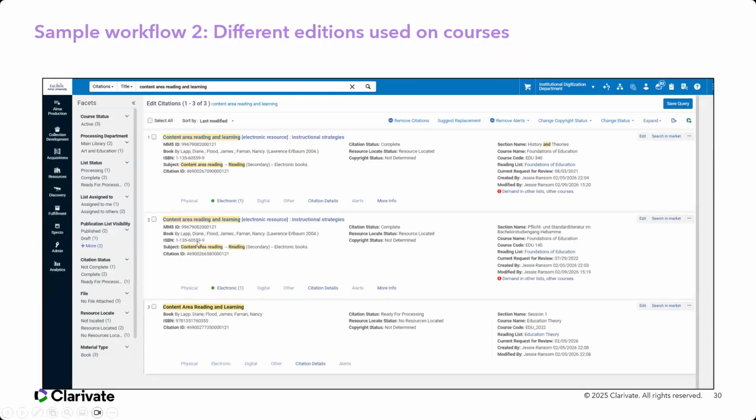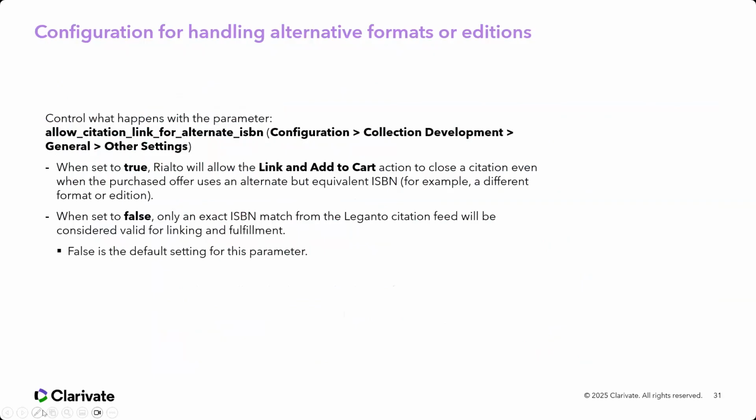I don't know if I went through it. This example that I'm using here, it's actually two different editions. So the first two here use an electronic book that we already have. It has an ISBN that starts with 11, and then there's a third one here, and this one has an ISBN that starts with 978, and there is no inventory for it. So we're looking at 3 citations with 2 different editions, but they're the same title.